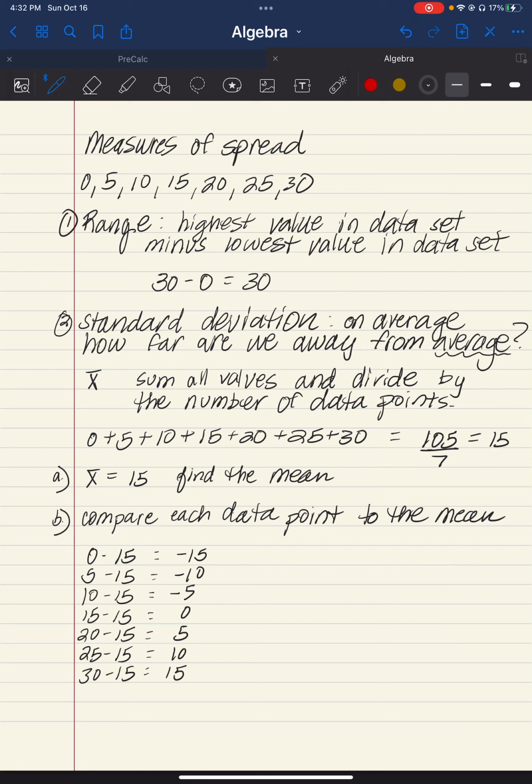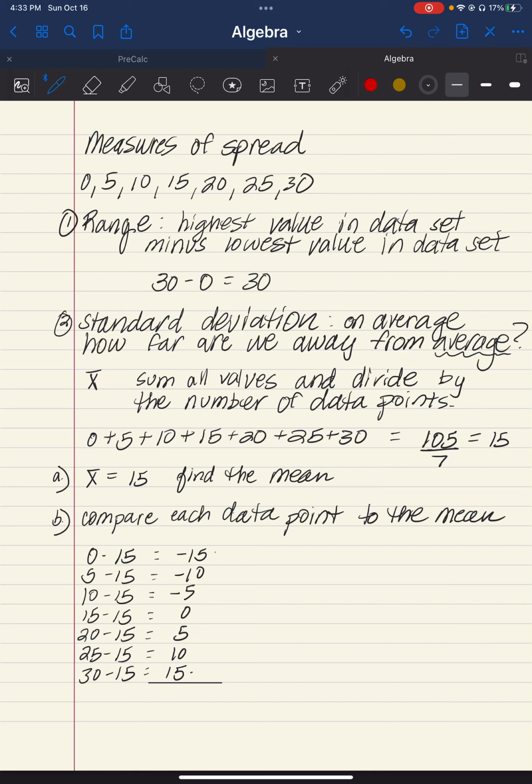Now, we said the definition for standard deviation is, on average, how far are you away from average? So theoretically, we should be able to add these all up and divide by 7, and that would tell us, on average, how far we are away from the middle. And that's all well and good, except something happens when we add all these up. Let's take a look at what happens. It's kind of tricky.